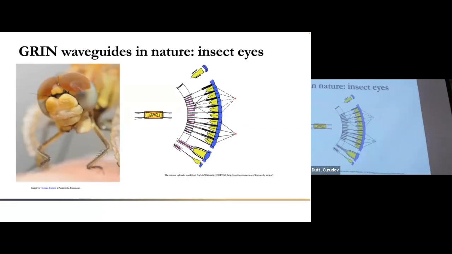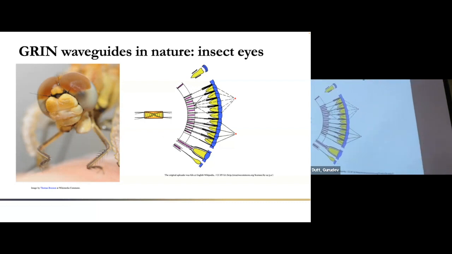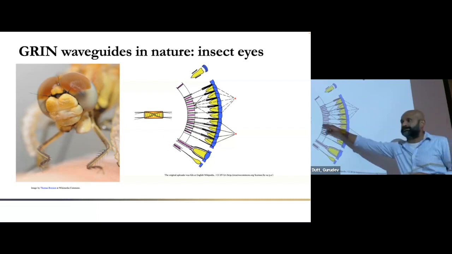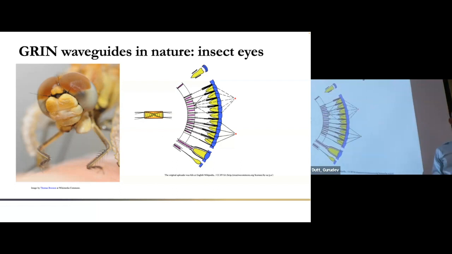And the other situation where this has been found in nature is in an insect. So actually, the waveguides are present here inside the compound eye of an insect. There are waveguides to take the light and direct it into the receptor, and those happen to be Grin waveguides. Okay, so it's already made in nature long before we made it.